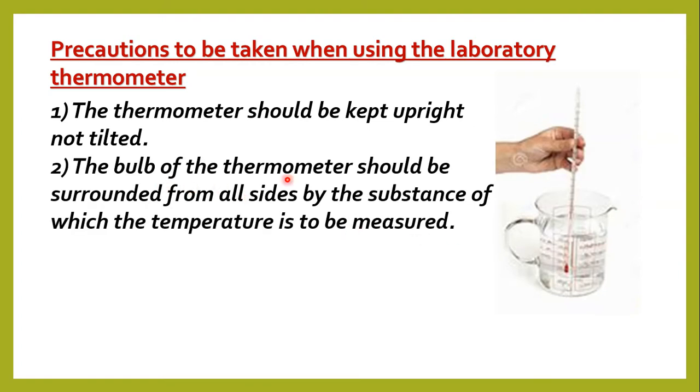Ensure that the bulb of the thermometer is surrounded from all sides by the substance of which the temperature is to be measured. What I'm saying is that the bulb must be fully immersed, as I said earlier, in the substance or in the water. It should be surrounded on all sides by the water, just to ensure proper heat gain.